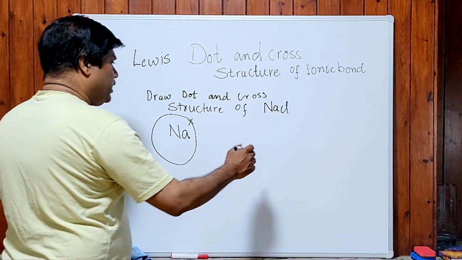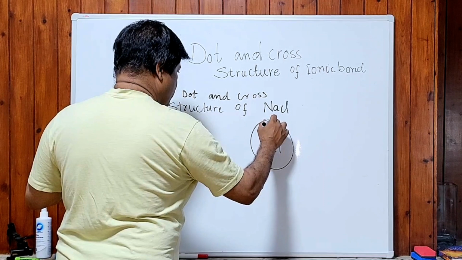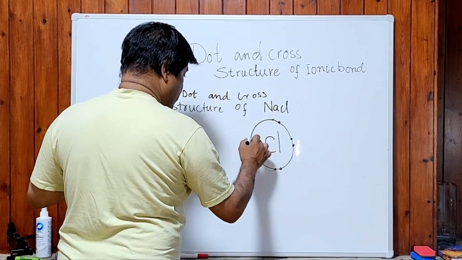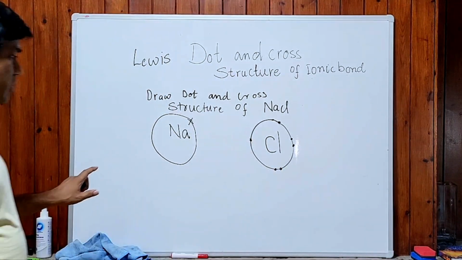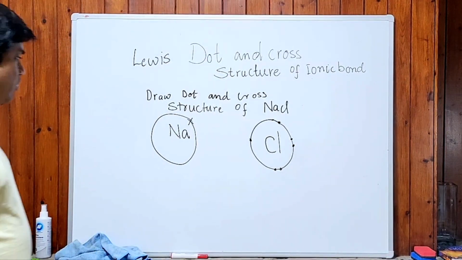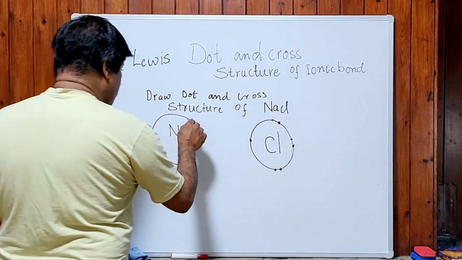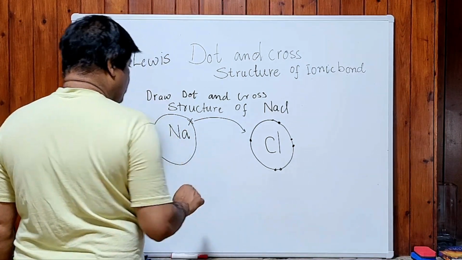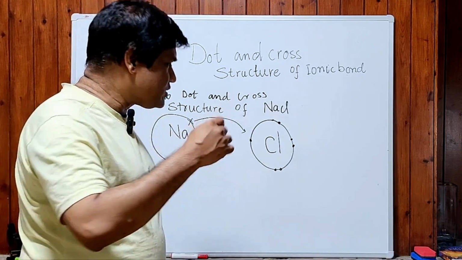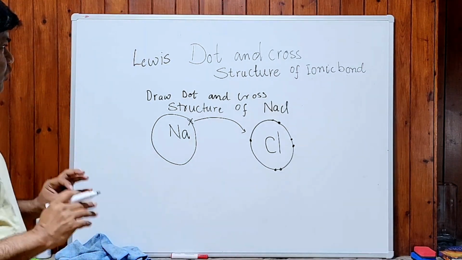Chlorine belongs to group 7, and it has 7 electrons in the outer shell. 1, 2, 3, 4, 5, 6, 7. Sodium, being a metal, easily gives away its electron. The primary tendency of a metal is to lose electrons. So it gives away the electron to chlorine, so that chlorine gains 1 electron, and after gaining 1 electron, it has 8 electrons in the outer shell. So this is the first step of drawing the Lewis dot and cross structure.